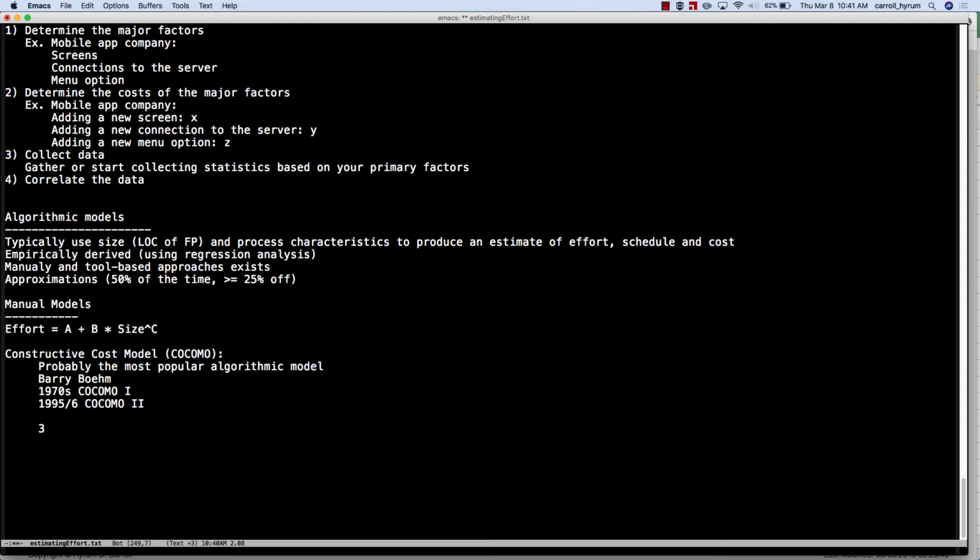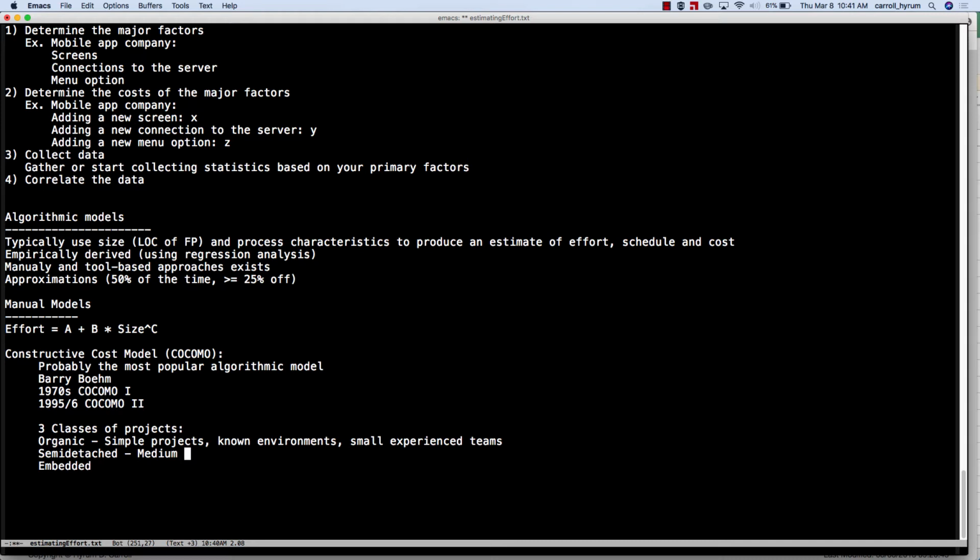And so for Kokomo, there's 3 classes of projects. We have organic, we have semi-detached, and we have embedded. So what do you mean by organic? These are simple projects with known environments, and we're generally talking about small and experienced teams. So these are a lot easier to do well.